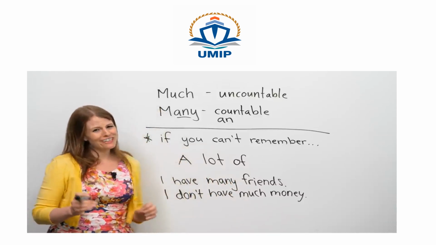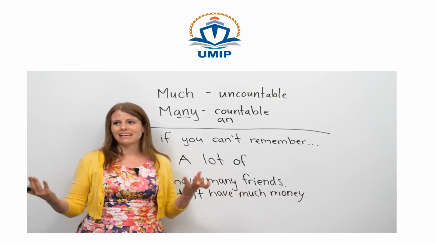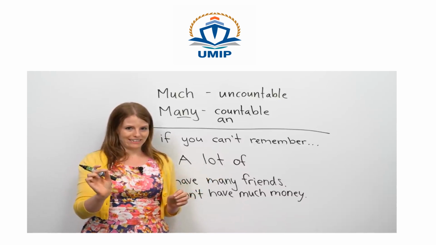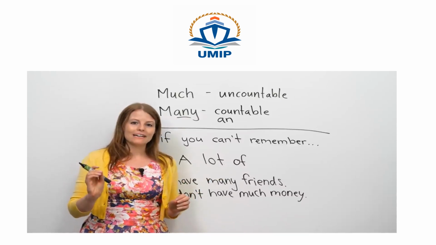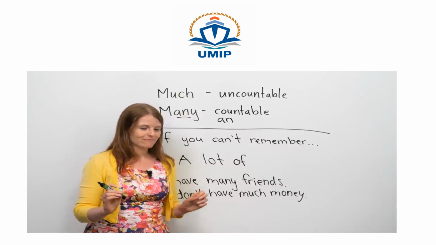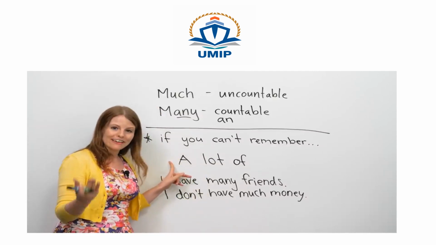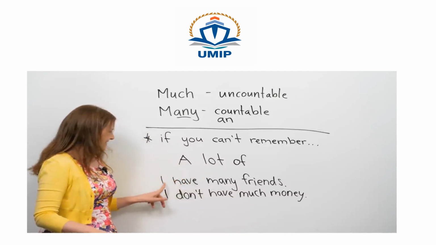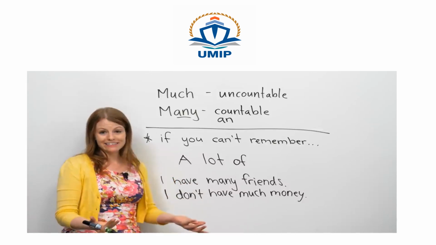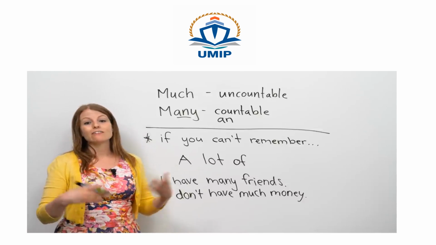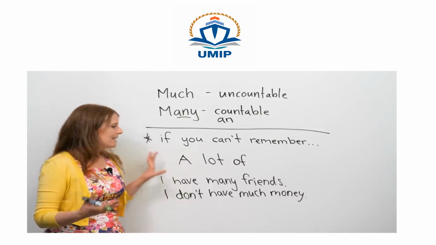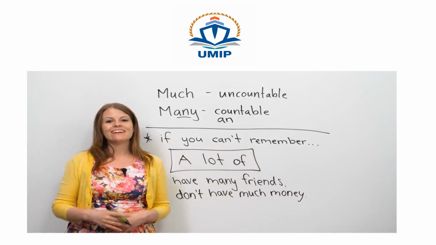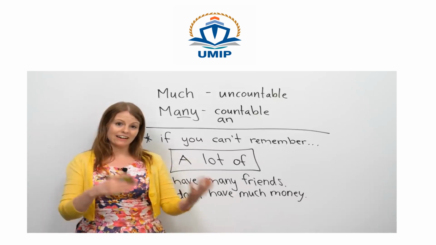Now, a lot of students get really stressed about this, and they say, oh, much, many, uncountable, oh, this is terrible, I don't remember any of it. Here is the trick. This is good to learn, but if you don't know and you're really stressed, you can use a lot for both countable and uncountable nouns. Okay, so I don't have a lot of money. I don't have a lot of friends. I have a lot of friends. I have a lot of money. Okay, so if you don't know, use this.